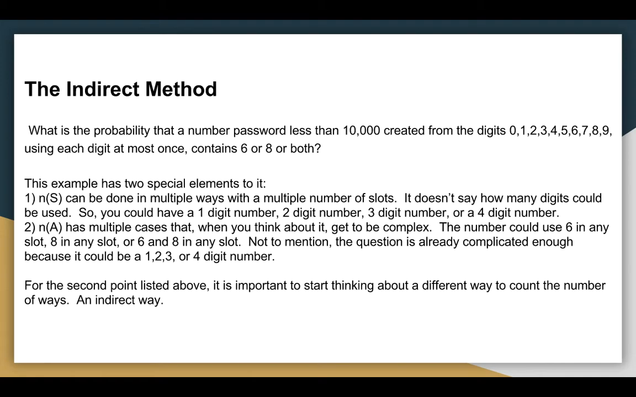And the number has to be less than 10,000, which tells us that you can only go up to 4 digits, but certainly you could use 1 digit, 2 digits, 3 digits, or 4 digits. So that's an issue there. N of S actually has multiple ways to do it, which is something you've got to watch out for.